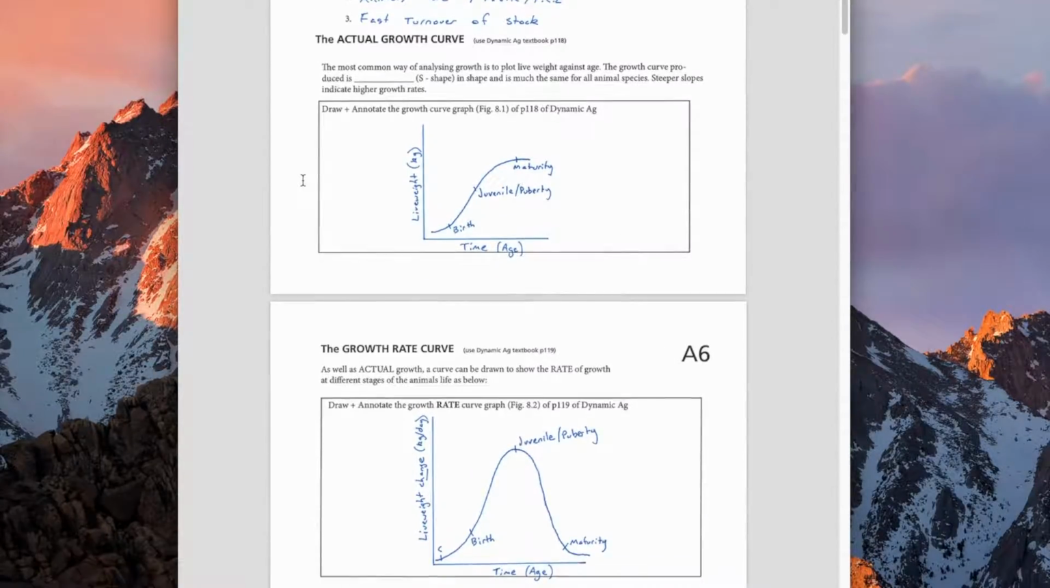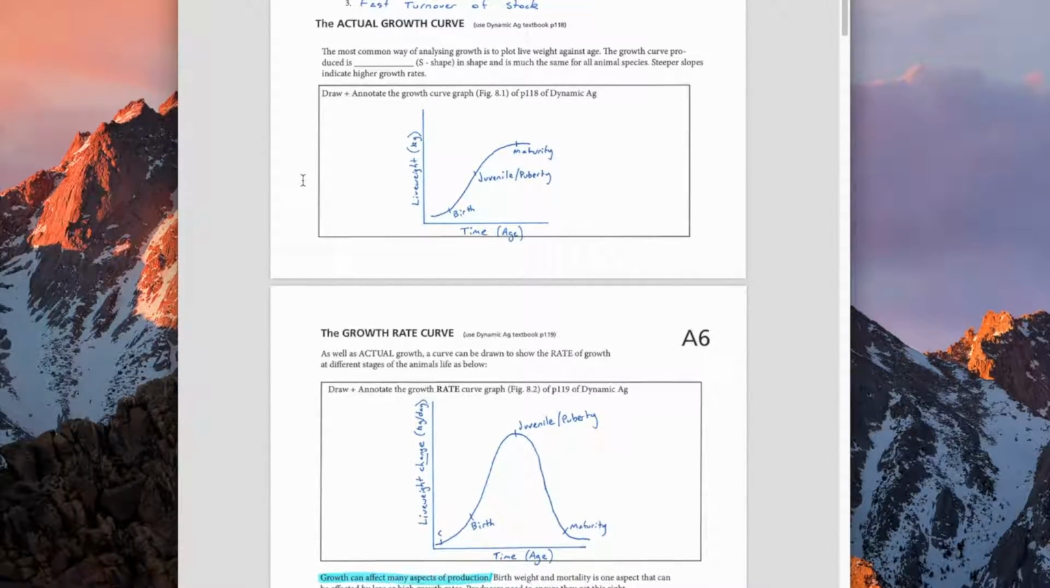Okay, so here's two different curves that you'll need to know. You'll often get asked these in exams or about them, or you might have to draw them. So the most common way of analyzing growth is to plot live weight up here against the age of the animal, and this is called a sigmoid shape. I've actually missed putting the word in here, but it's sigmoid, S-I-G-M-O-I-D, is an S shape, and basically it's similar for all species of animals.